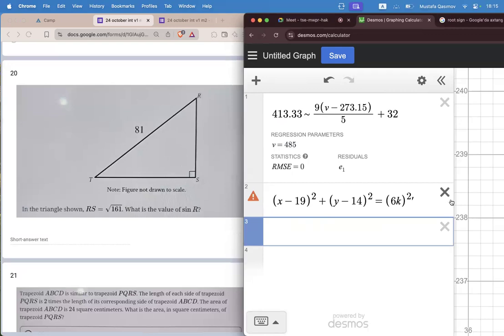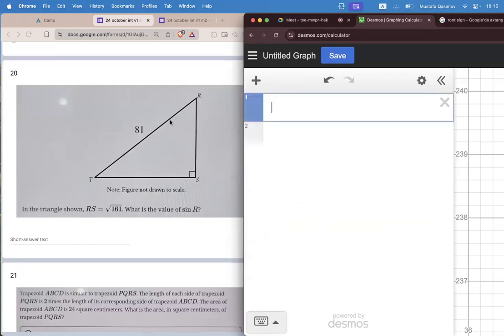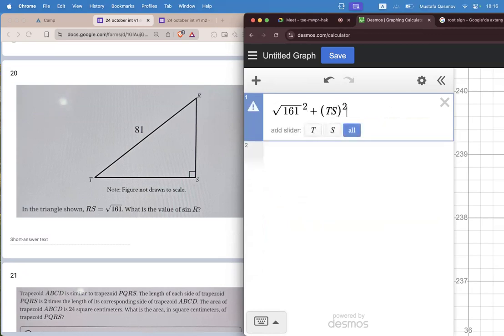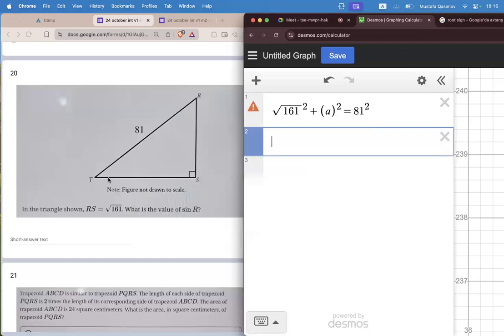20. For 20, we have RS, square root of 161, squared, plus TS is equal to 81 squared. Then we have to find the value of TS. Let's write A, not TS. Then A is equal to 80. And sine R is equal to opposite TS, 80 over TR, so it is equal to 80 over 81.